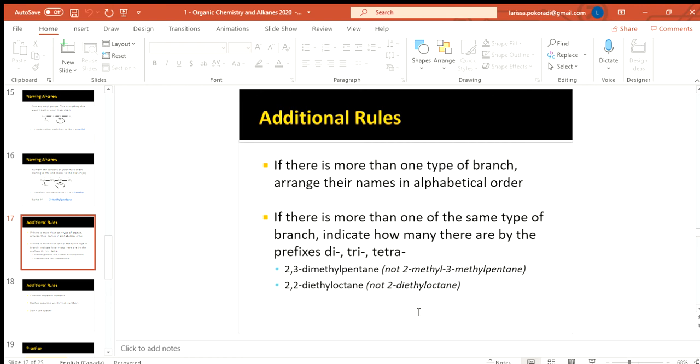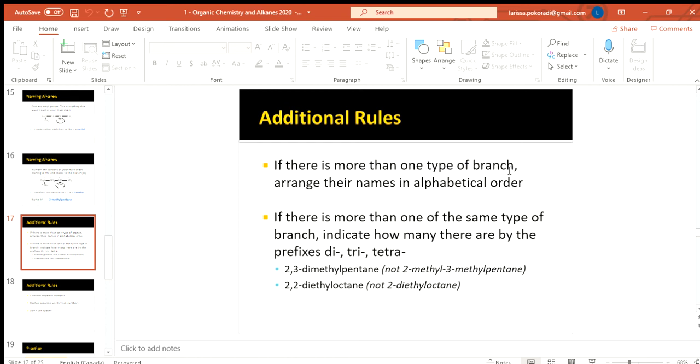Here's a couple of ways that we can make things more complex. We can have different types of branches or alkyl groups, meaning we could have methyls and maybe ethyls and propyls all hanging off of the same main chain. If that were to happen when we're naming things, we want to name those alkyl groups in alphabetical order. So ethyl would be named first, then the methyls, then the propyls, alphabetical order.